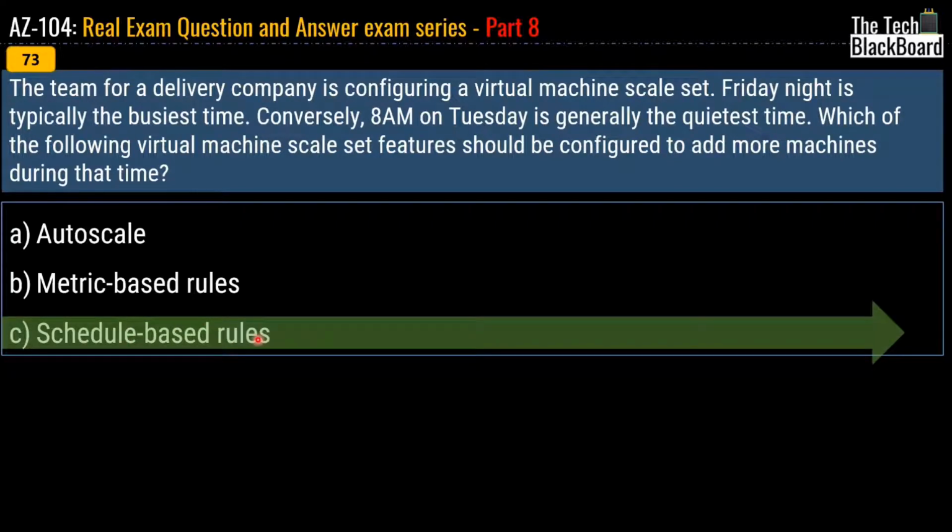Because with schedule based rules, administrators proactively schedule the scale set to deploy one or any number of additional instances of virtual machine. This will accommodate a spike in demand and then scale back down when the spike ends. And that's exactly what our question is also asking. Our virtual machine scale set should be able to scale up if the demand goes up and scale down when the demand goes down. That's the reason why I have chosen schedule based rules as the answer for question number 73.